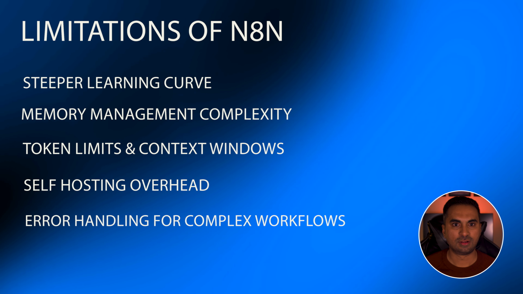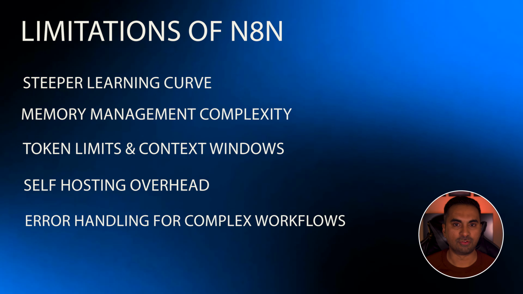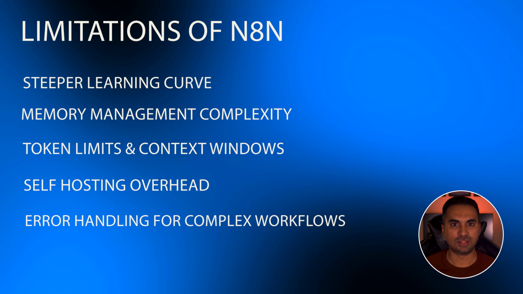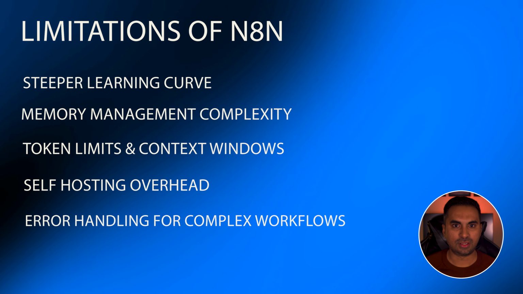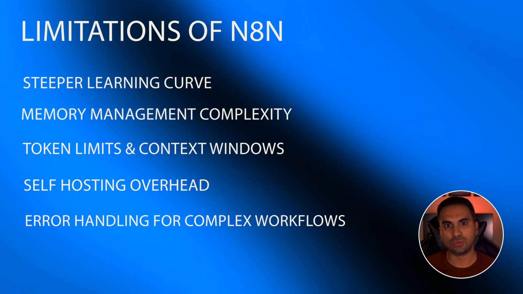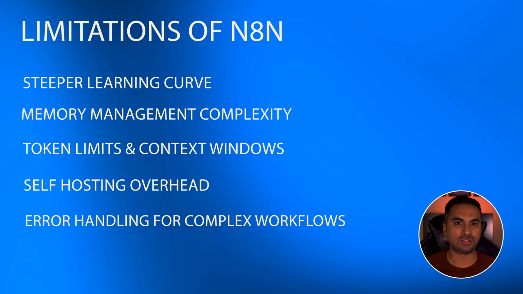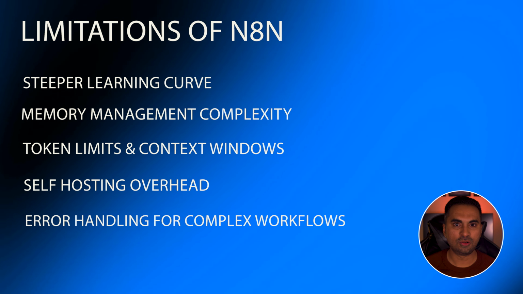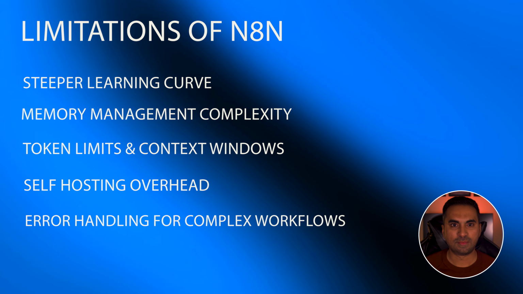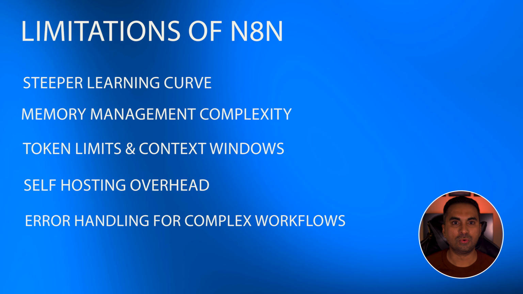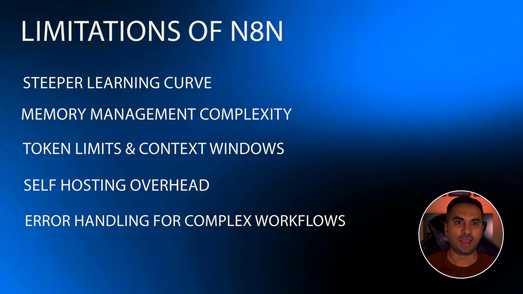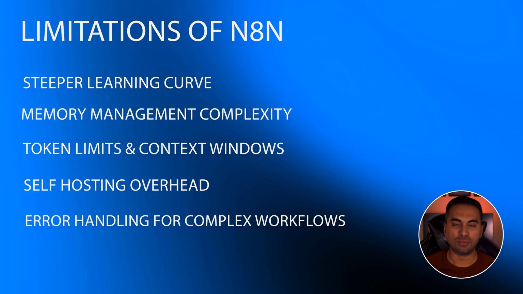Limitation 5. Error handling in complex workflows. As workflows get more complex, debugging can be challenging. While n8n has execution logs and error paths, it doesn't have the sophisticated evaluation tools that something like OpenAI's Agent Builder offers. You'll need to build your own testing and validation processes. But, and this is important, most of these limitations are about complexity, not capability. n8n gives you the power to build almost anything.